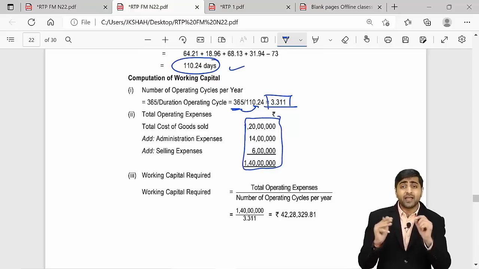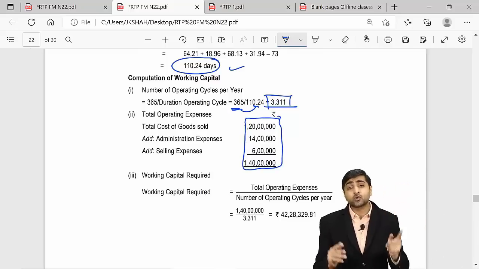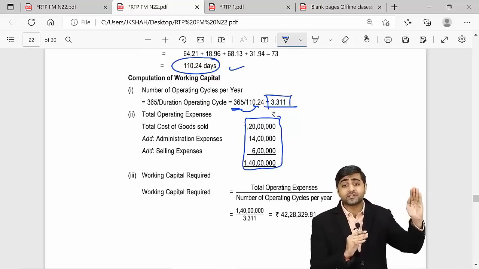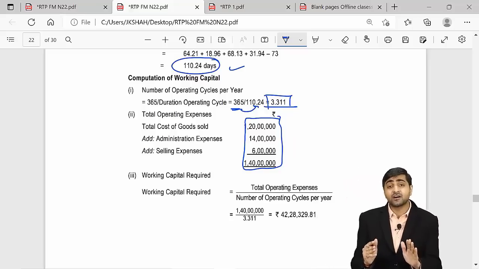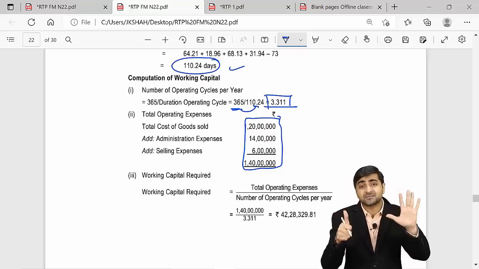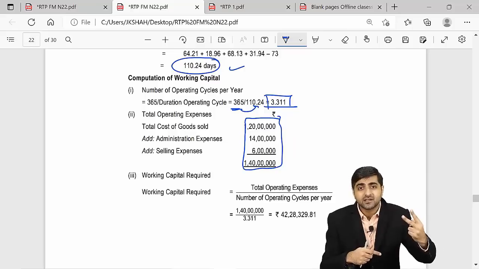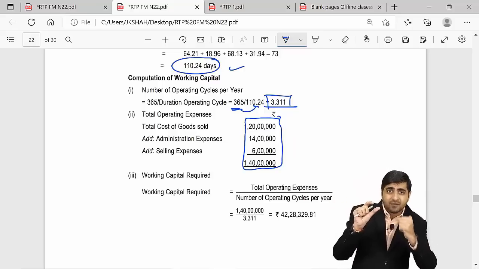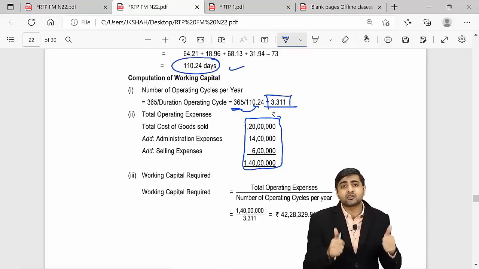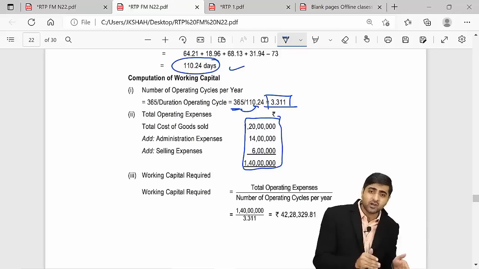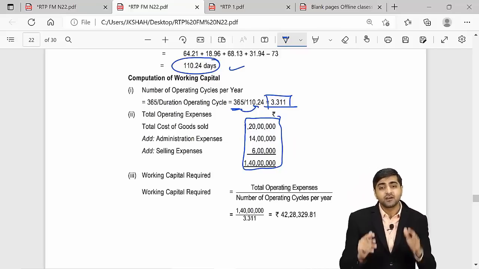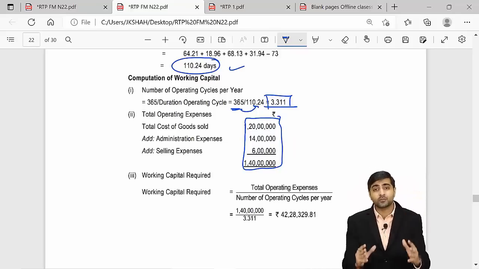As I gave you in my example, suppose my total operating cost is 12 lakh rupees and I have an operating cycle duration of 6 months. So it means that number of operating cycles is 2 times. So from that 12 lakh, if I divide by 2 times, my estimation of working capital will be 6 lakh rupees. So similar to that, here also we are going to have first what is your total operating cost.